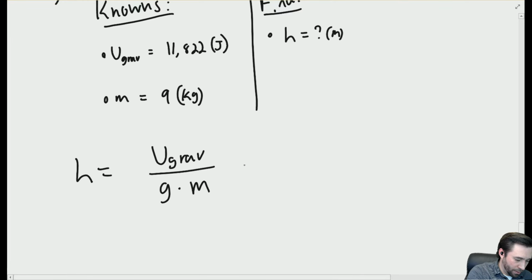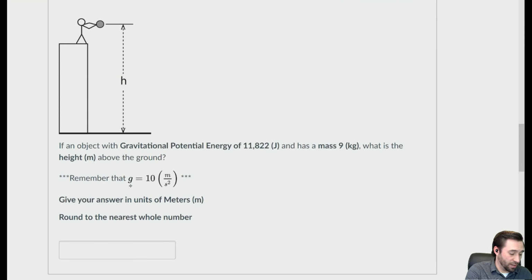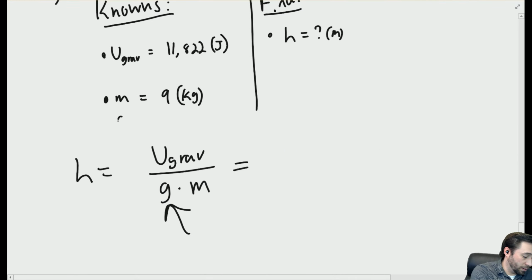Okay, so a couple of the sharp-eyed individuals that are watching might notice that I don't have a value for G. Okay, it's not in my knowns. So if I look back at my problem, you'll see that it says, remember that G is equal to 10 meters over second squared. So in my class, we use 10 to keep the math easy. It's technically 9.81, but in order just to keep the math simple, we're going to use 10. So I can actually put that in down here with my knowns. So 10 meters over second squared.